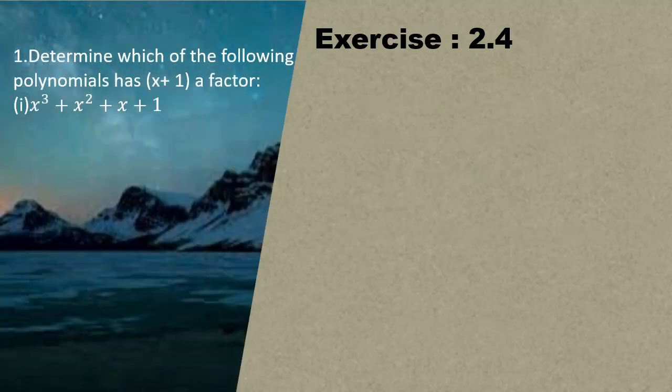Now we proceed to exercise 2.4. In the first question, determine which of the following polynomials has x plus 1 as a factor. So in the first part, when x plus 1 is a factor of the given p of x, first we find the zero of x plus 1. Then we get x equal to minus 1.